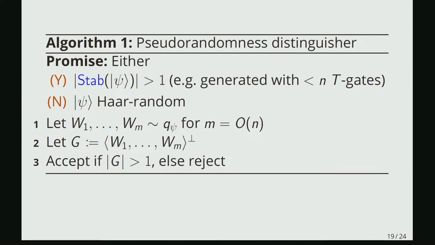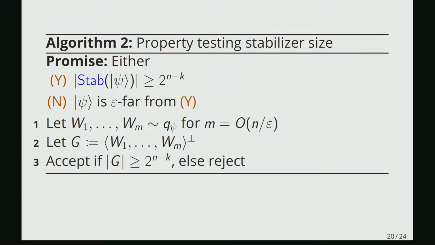But as Dorit pointed out, we can actually do something even stronger than this. We also have an algorithm that property tests the size of the stabilizer group of psi. In particular, if you have a quantum state psi that is either stabilized by some group of Pauli operators of size at least 2 to the n minus k, or it is epsilon far from that, then you can distinguish these two cases using essentially the same algorithm. There's some dependence on epsilon in the number of samples, but otherwise you just sample a linear number of times from this distribution, compute the commutant of the group generated by those samples, and then accept or reject depending on whether the size of that group is bigger or smaller than what you expected.